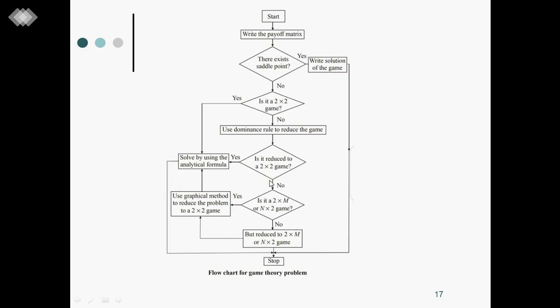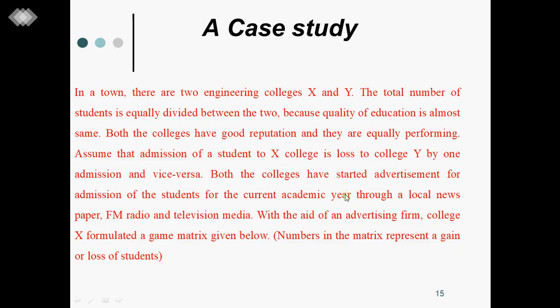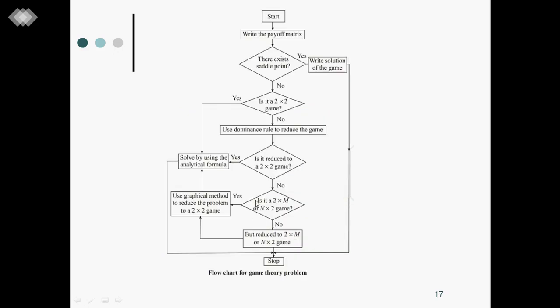No, it is not possible to reduce it to 2 cross 2 either. Then the option is: if yes, you can reduce it to 2 cross 2 by using the dominance rule, you can close it. If the answer is no, is it a 2 by m or n by 2 game? You just have to check. The game will be of this pattern, 2 by n or m by 2 also you can call. If it is of this type, fine, use the graphical method and reduce it to a 2 by 2 game, and as usual use the formula method. You go like this and you close the chapter.